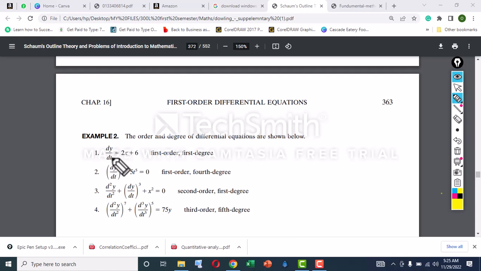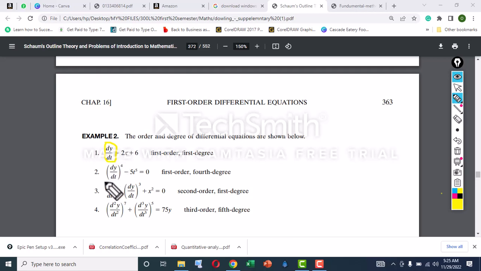So we have dy/dt is equal to 2x plus 6. Now this is first order and first degree. Why? Basically because we are just differentiating once. Can you see there's no value after the d, and also there's no power after the dy/dt itself. So it simply means the order is 1 and the degree is 1.